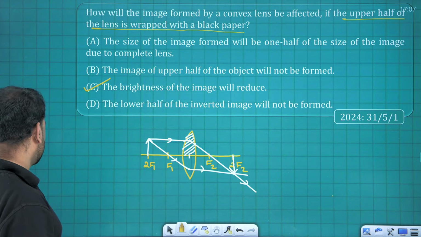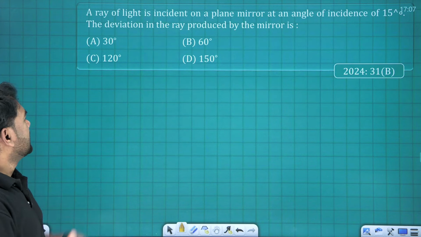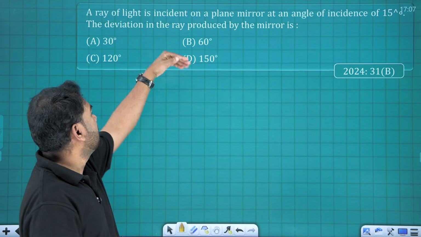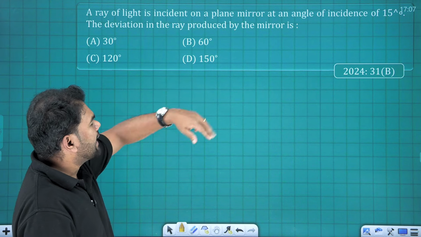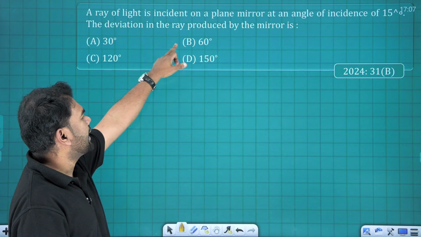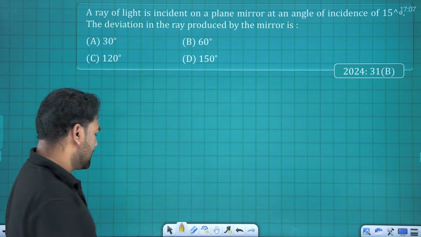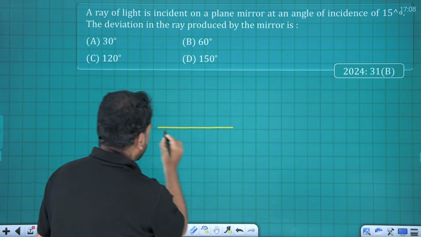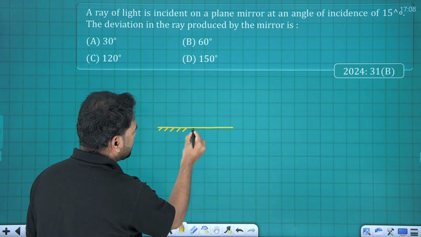Now we will go to the next question. You can see here, a ray of light is incident on a plane mirror at an angle of incidence 15 degrees. The deviation in the ray produced by the mirror is? So we can consider a plane mirror. Let this be a plane mirror.